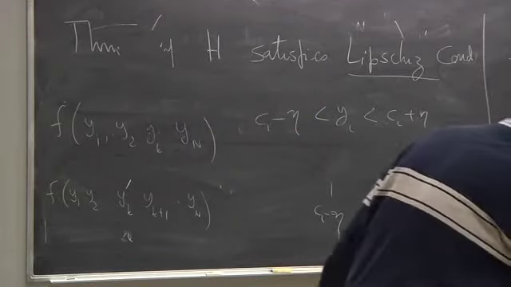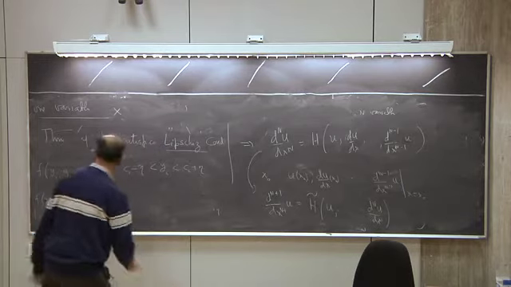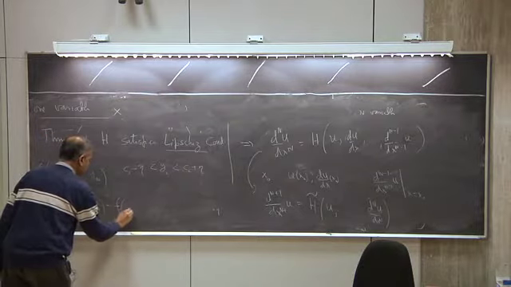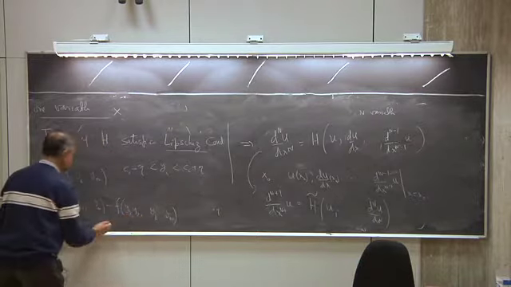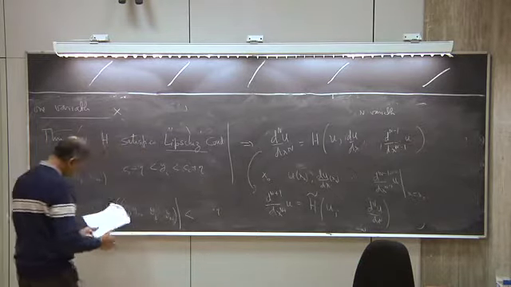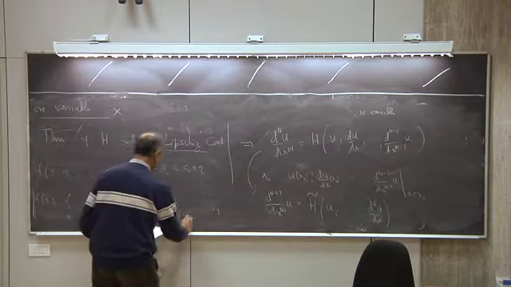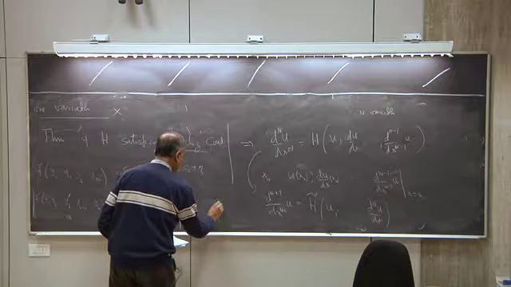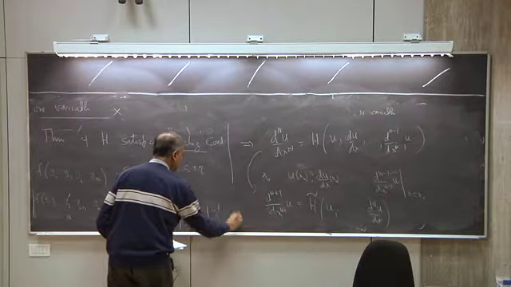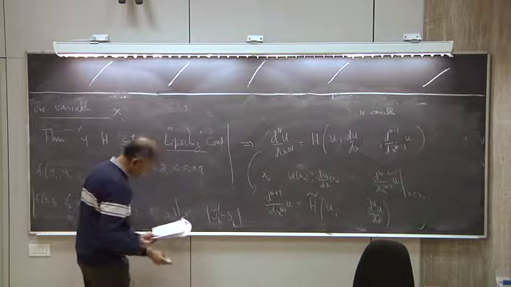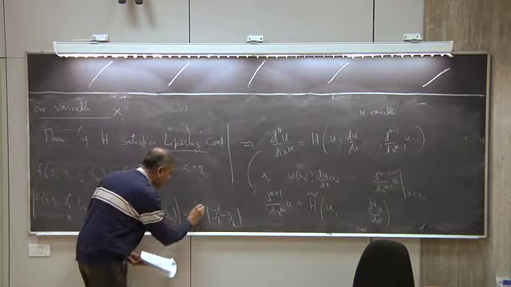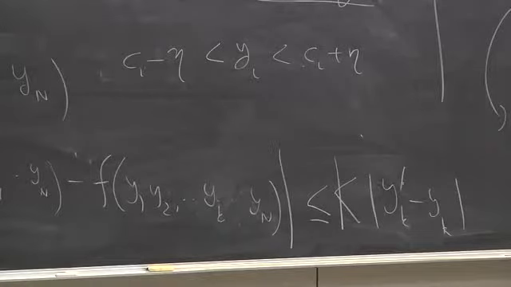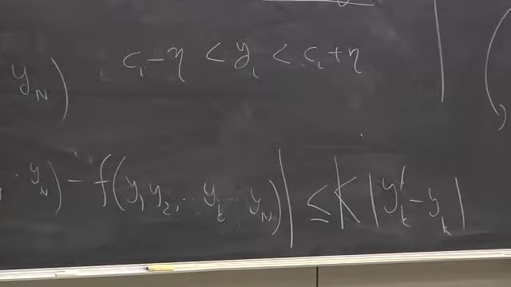Let me write it explicitly. If the absolute value of this is less than or equal to some number times the absolute value of yk prime minus yk, I use k here, unfortunately, so I don't want to use the same k. Let me use a capital K, some finite number. Okay, this looks a bit weird, a horrible looking thing.